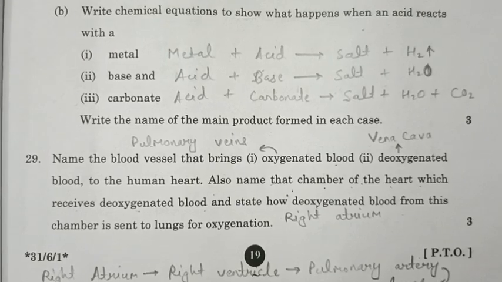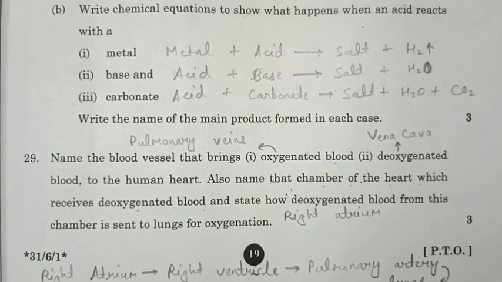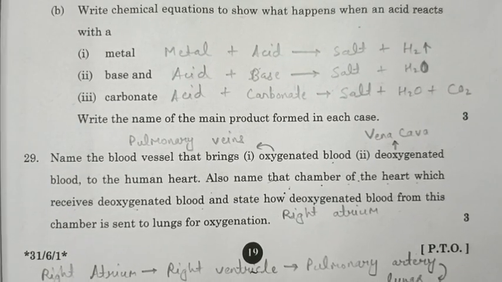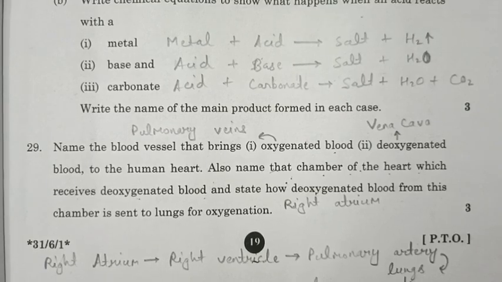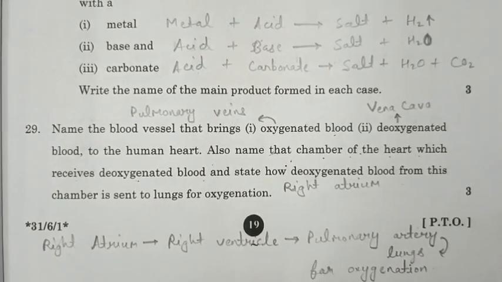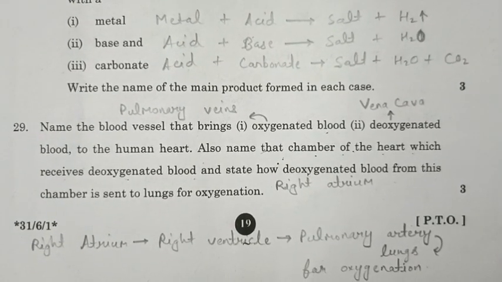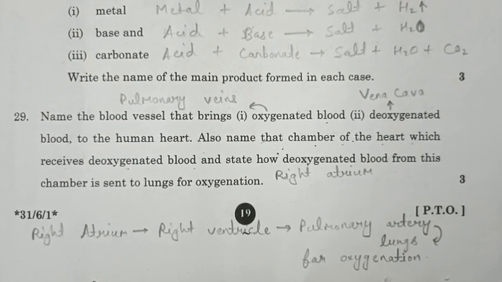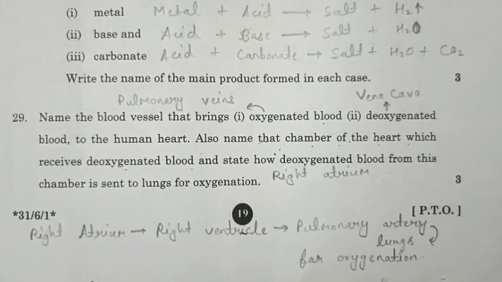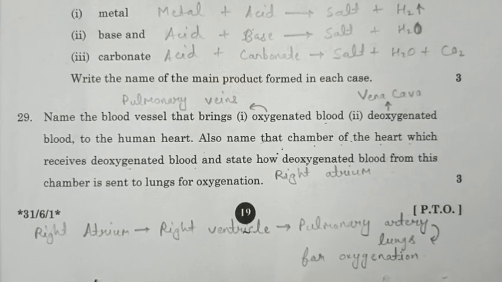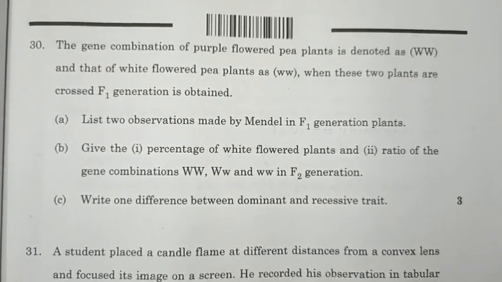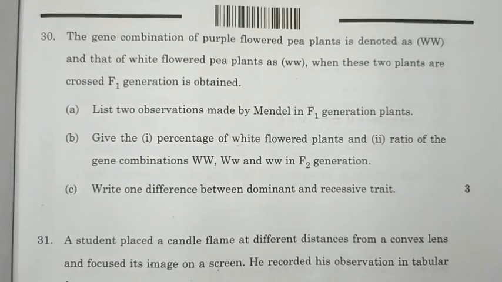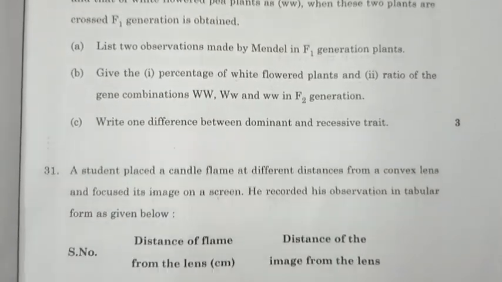Question number 29. Oxygenated blood is carried by pulmonary veins and deoxygenated blood by the vena cava to the human heart. And the chamber is the right atrium, and deoxygenated blood from this chamber is sent to the lungs for oxygenation, from right atrium to right ventricle, then from right ventricle to pulmonary artery, and then to the lungs for oxygenation. Question number 30. You can find all the answers in your book.